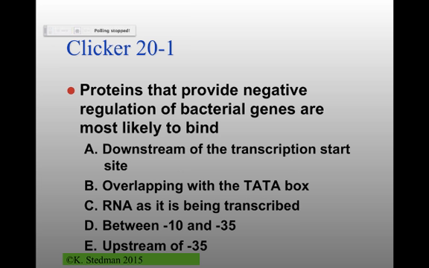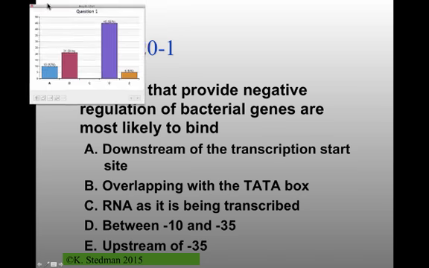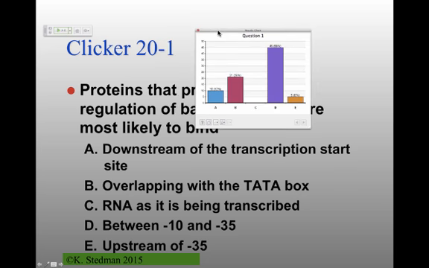Okay, I'm going to do this really quickly because, again, we're just about to die in terms of the projector here. So most of you have it right. Yes, it's this one here between -10 and -35. That's where your negative regulators are most likely to bind in most cases.